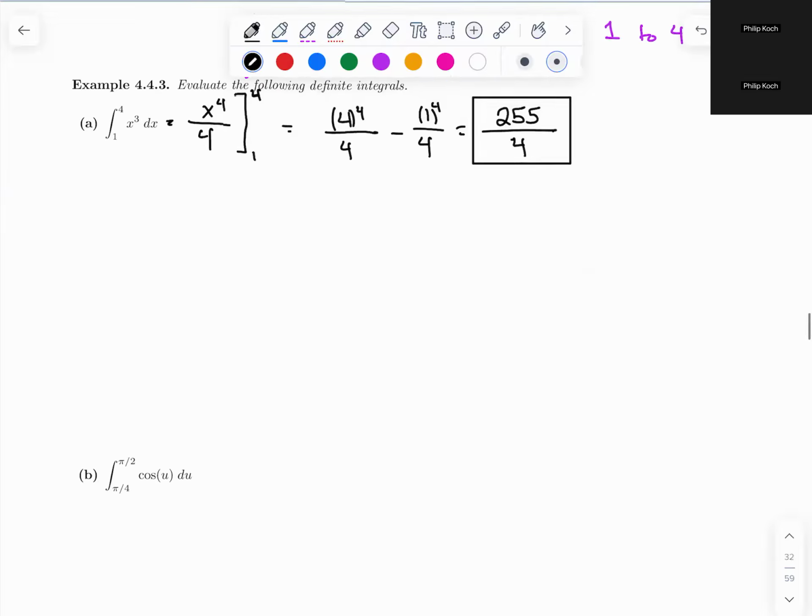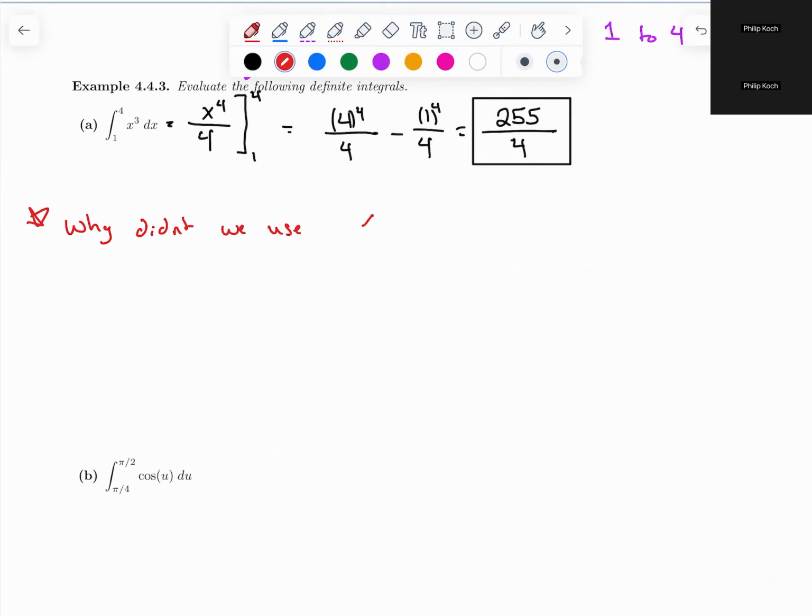Okay. So, a couple things. First thing, there's a question I want to ask: why didn't we use x to the 4th over 4 plus c, the most general antiderivative? Why didn't we use the most general antiderivative? We've been told since the beginning we should be using the most general antiderivative for these things. If I want to find the antiderivative, I'm usually talking about the most general antiderivative.